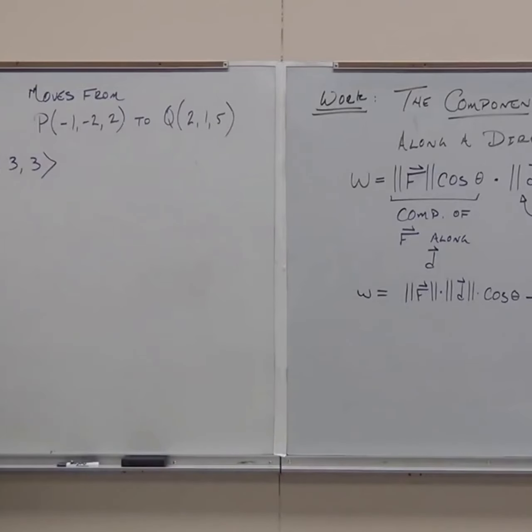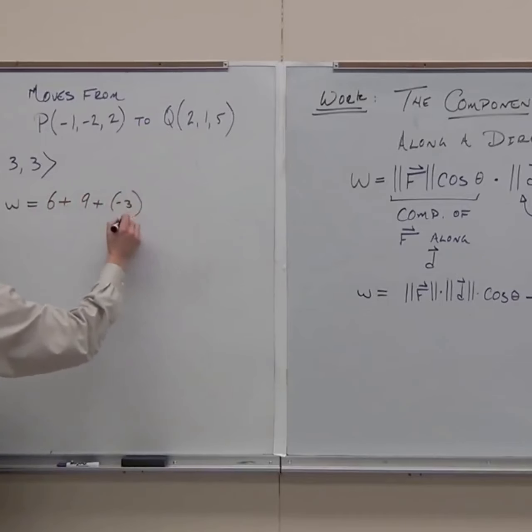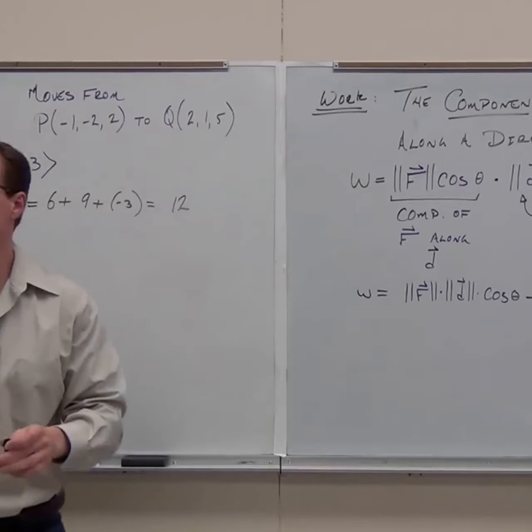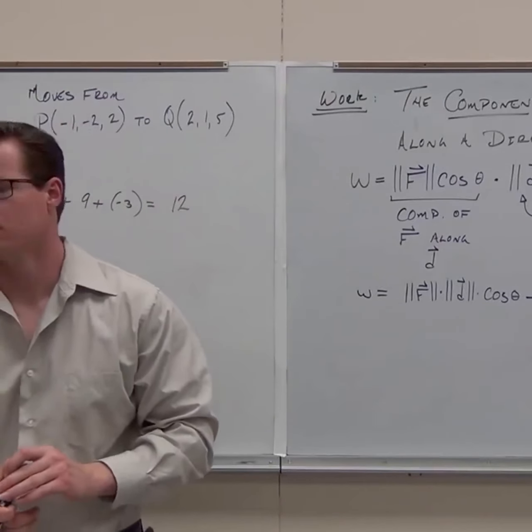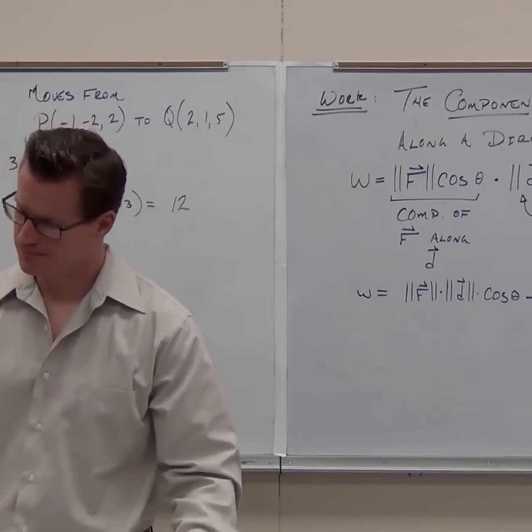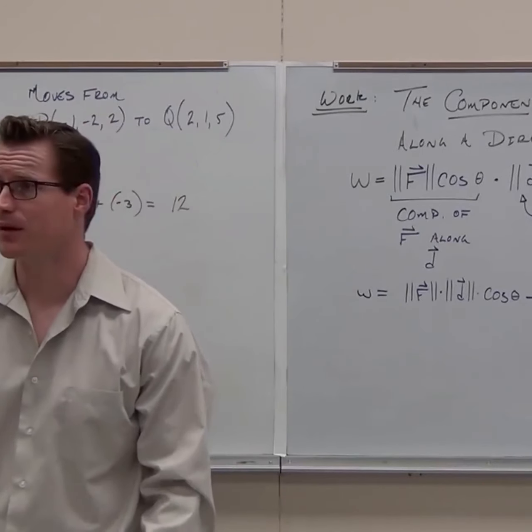Did you figure out the work on this? If you know how to do a dot product, it's not a problem. So we're going to dot product this: 6, 9, negative 3. 12. 12 units of work, whatever those units mean. Did you get the 12? Yeah, awesome. Any comments, questions, anything about that one?